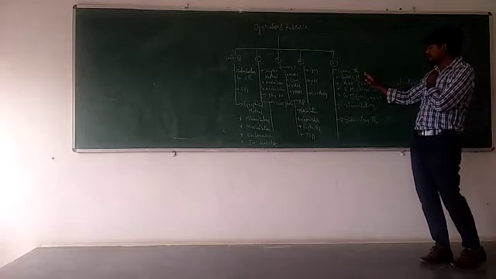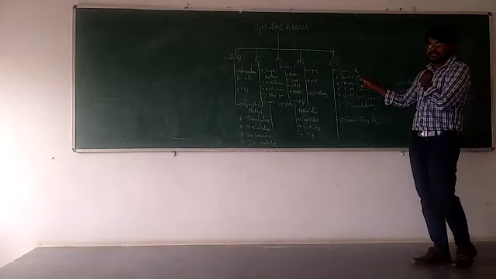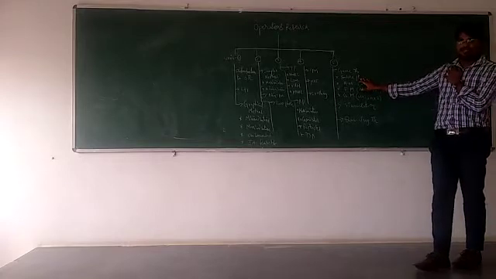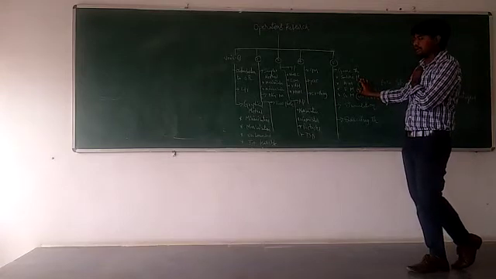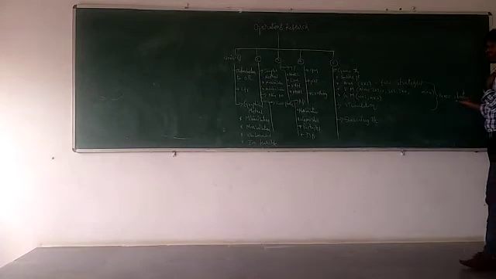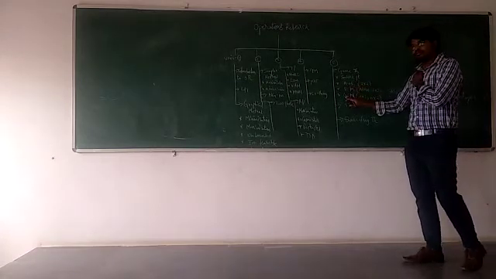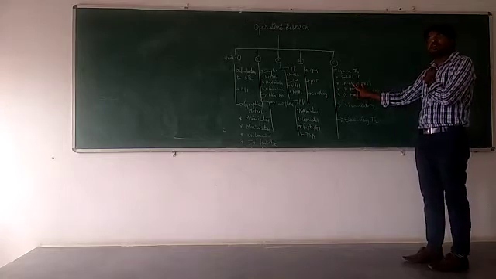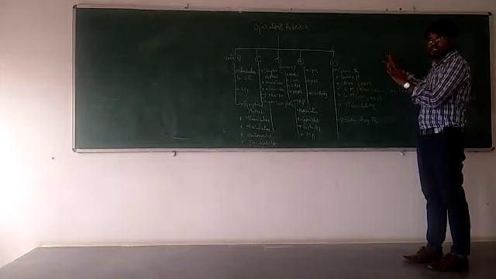In game theory, first is the saddle point. The saddle point condition is that maximin equals minimax. If the condition is satisfied, the saddle point exists. If not, then go to mixed strategies. In mixed strategies we have 3 methods. The first is the algebraic or arithmetic method. The given payoff matrix is in the form of 2 by 2, only 2 rows and 2 columns.